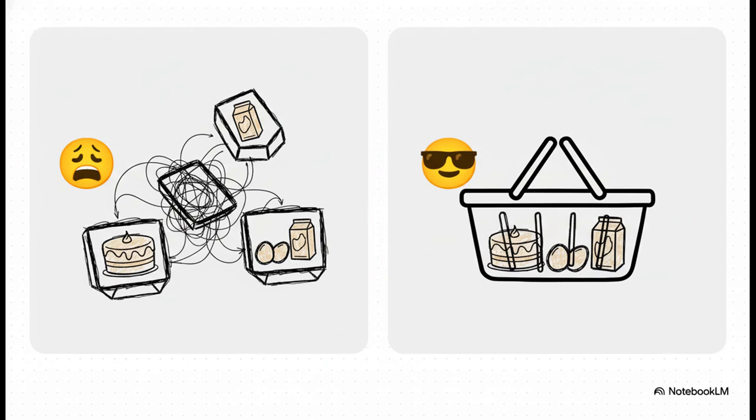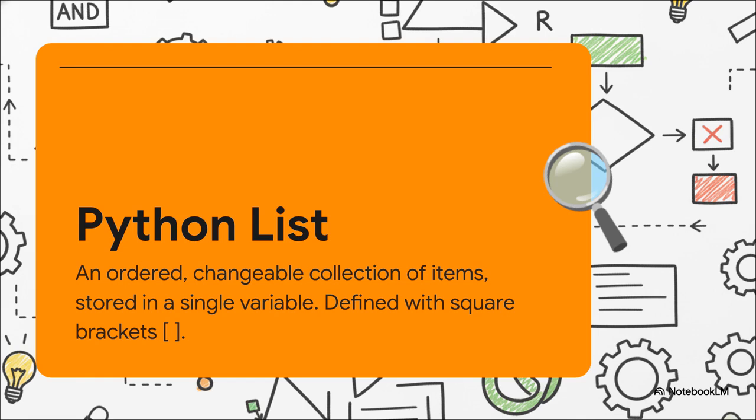But on the right, that's the Python way. A list lets us bundle all those related items into a single, organized variable. So much cleaner. So what exactly is a list? Well, it's just an ordered container. The items have a specific sequence, we can change the contents on the fly, and it's all defined with those simple square brackets. Lists are one of the most versatile and essential tools in programming.